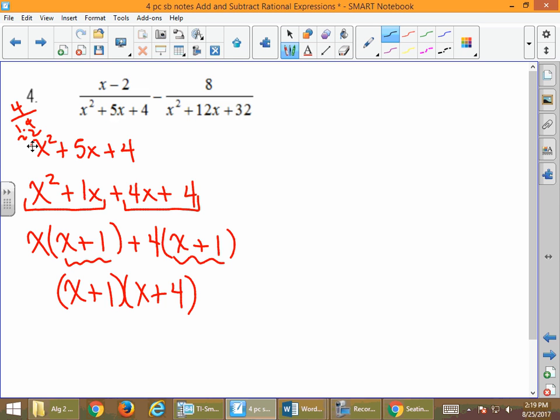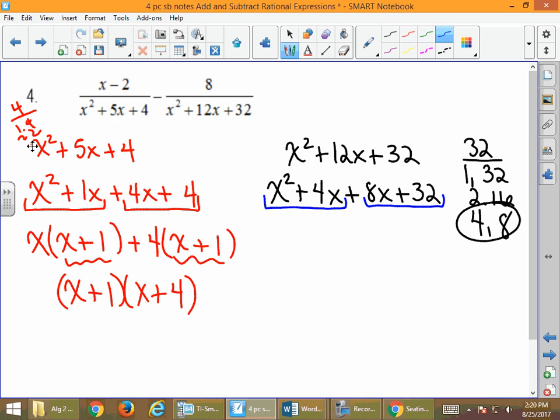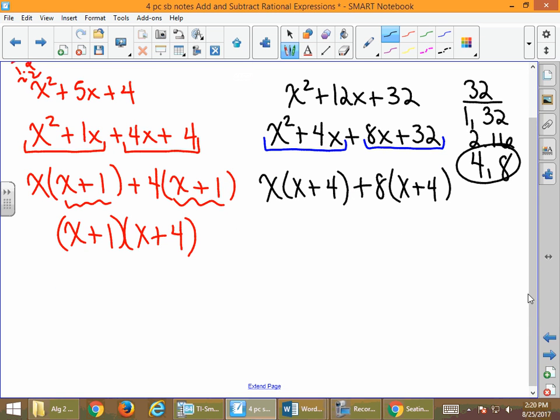But we also have to factor our right-hand denominator, which is the x squared plus the 12x plus the 32. And 1 times 32 is 32. And the factors of 32 are 1 times 32, 2 times 16, 4 times 8. And as we see, the 4 and 8 will combine to be 12. And we get x squared plus 4x plus 8x plus 32. And here's a group, and here's a group. We get x times x plus 4. Greatest common factor is 8, and we're left with x plus 4. And then we have x plus 4, and our x plus 8.